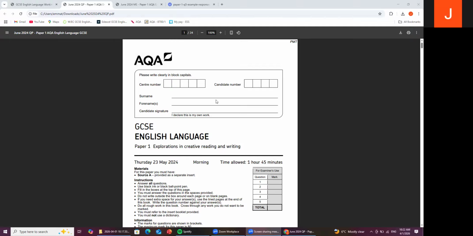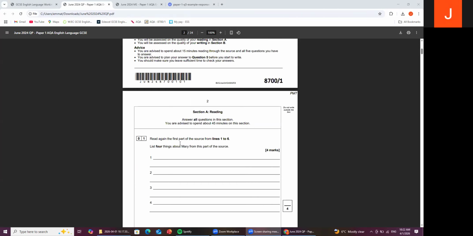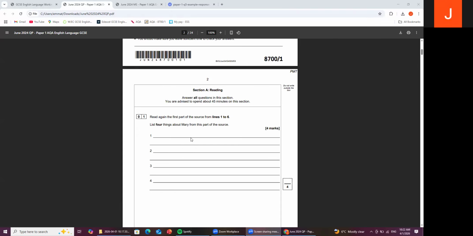So as you can see on the screen here is English language paper one. This is a past paper from 2024. And we'll just get to section A, the first question, which is question one. So, section A, reading. Answer all questions in this section. You are advised to spend about 45 minutes on this section.